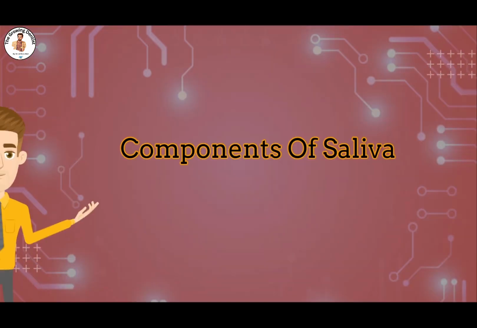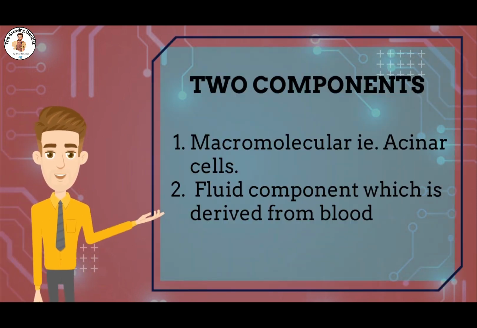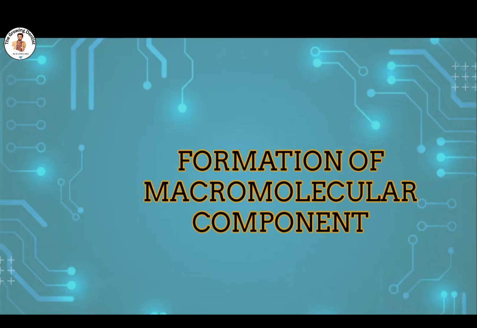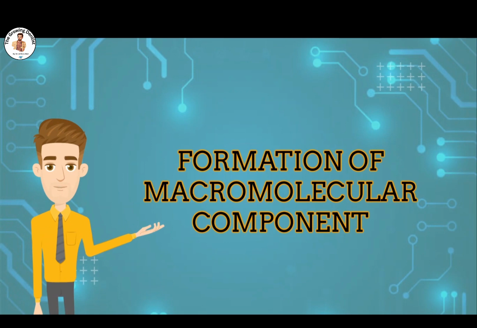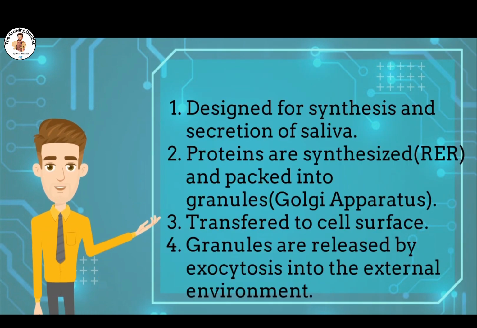We will now be looking into the components of saliva. Saliva is formed at the secretory end pieces. It consists of 2 components: macromolecular component and fluid component. The fluid component is derived from the blood. Formation of macromolecular components: the cells of the acini are designed for synthesis and secretion of saliva.